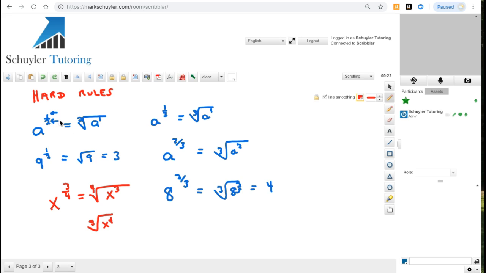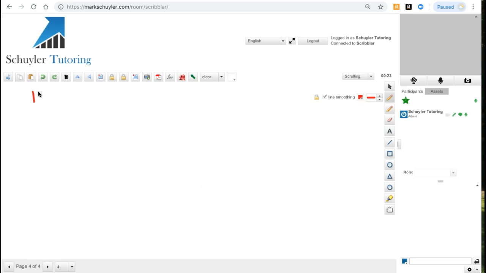That'll help you figure out what number belongs here as the index and which number is the exponent. All right, we're not quite done with the hard rules. There's a continuation here. One more round of hard rules and you will be ready.